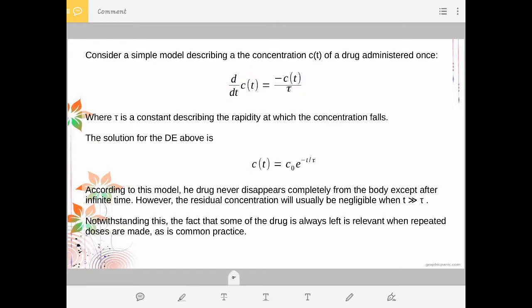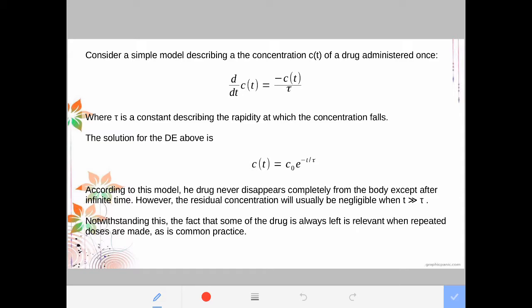So if we get the solution for this differential equation, of course, we use separation of variables. So apply separation of variables. When you are looking at this lecture, get your pen and paper and try to solve this differential equation.